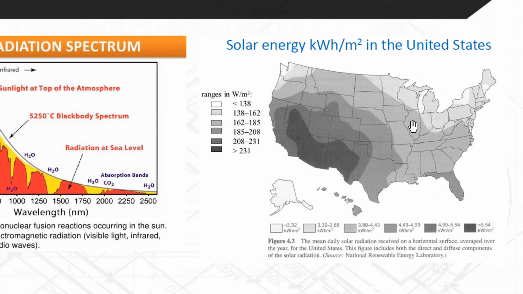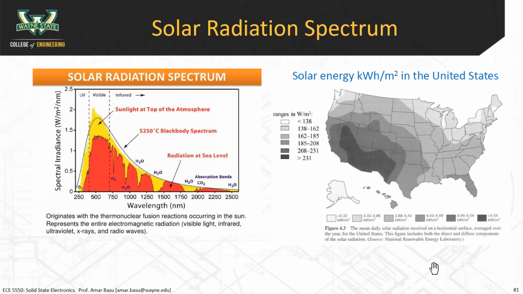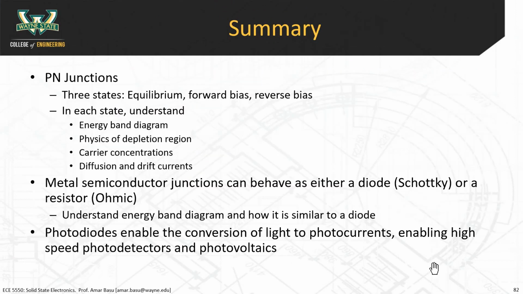This is just showing the amount of solar energy that can be generated in the U.S. in different ranges. Obviously, here in the Southwest, where it's very sunny, you'll generate a lot of power. But 5.54 kilowatt hours per meter squared, which is pretty amazing. So these are some of the things that we're working on right now. We're trying to deploy large-scale solar all over the country right now.